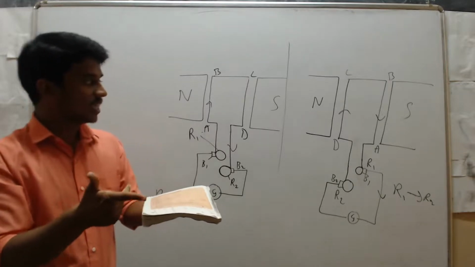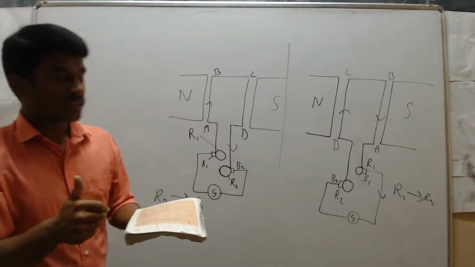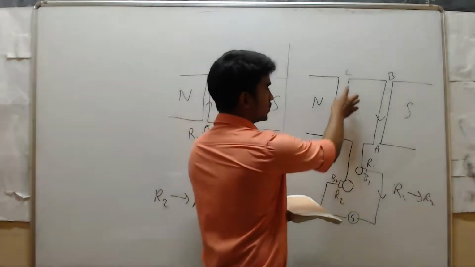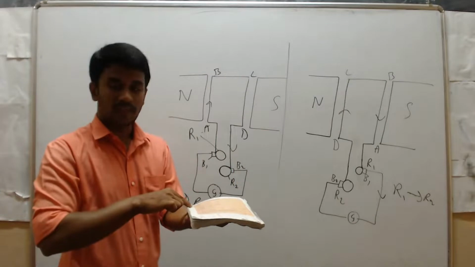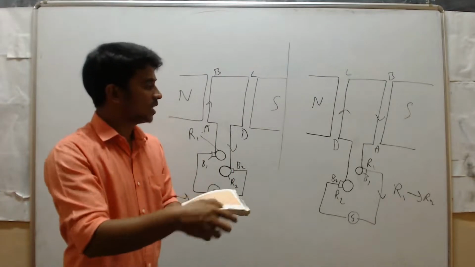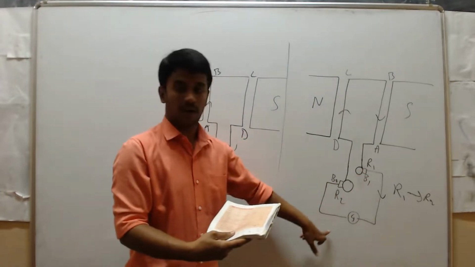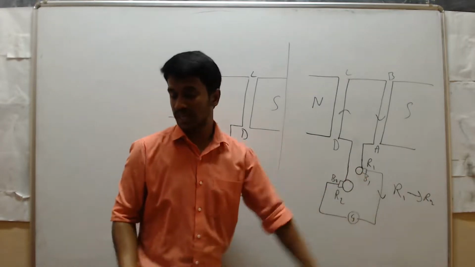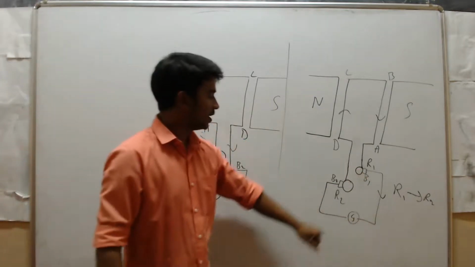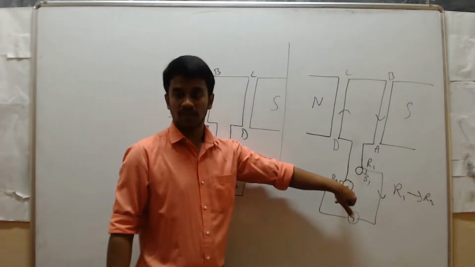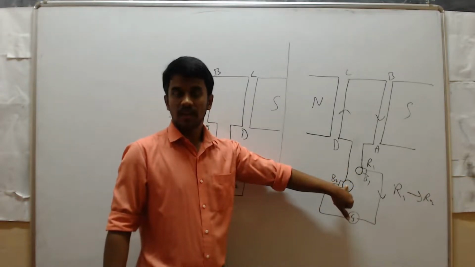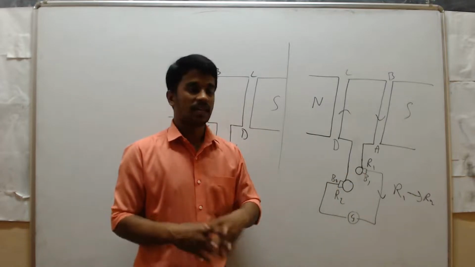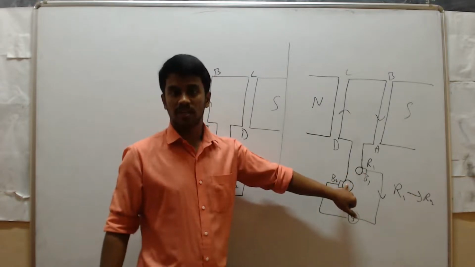Now in the second case, the direction of the electric current is from D to C, then C to B, B to A, then R1 to R2. So to change the direction of the electric current, we are using slip rings. Clear? But instead of this, if you use split rings, you will get electric current in only one direction.